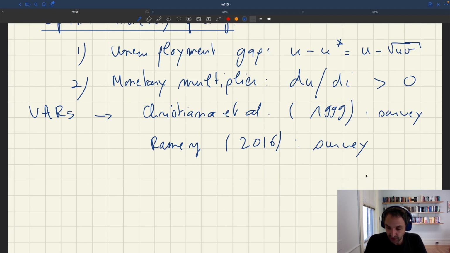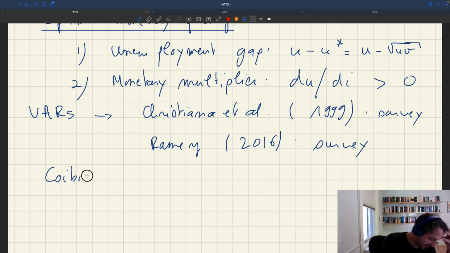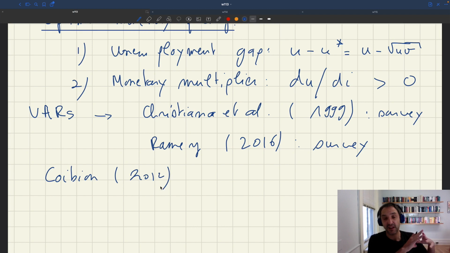To get an estimate, I'm going to use a recent paper by Olivier Coibion. The reason I picked that paper is that it surveys the whole previous literature, but it also contrasts different methods and tries to propose a hybrid method that combines all the insights from the literature. So I think it's a good starting place to get a good estimate of the monetary multiplier.